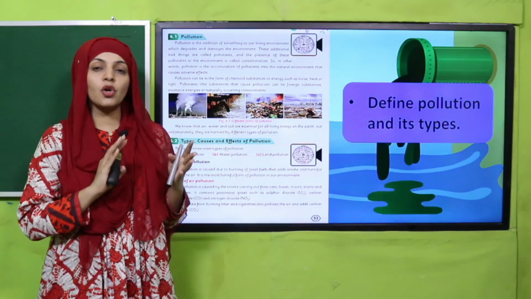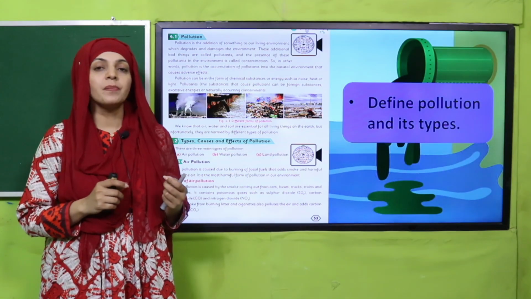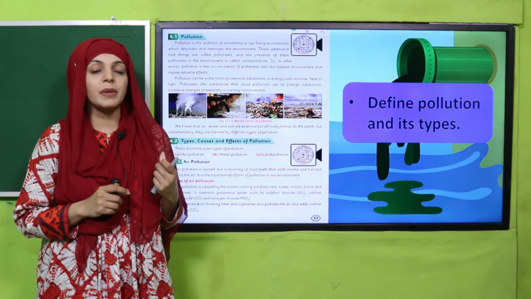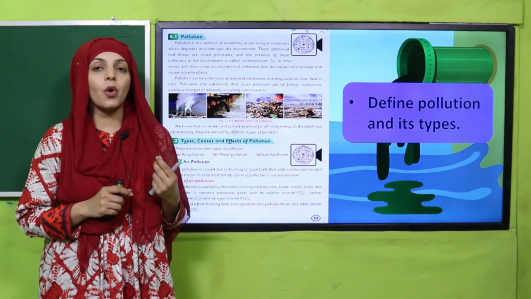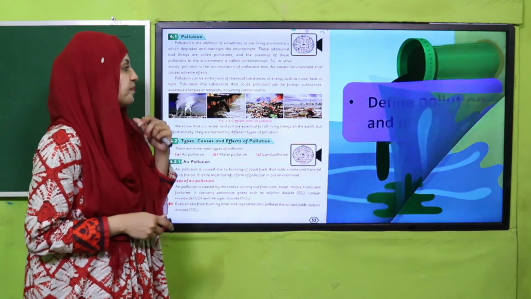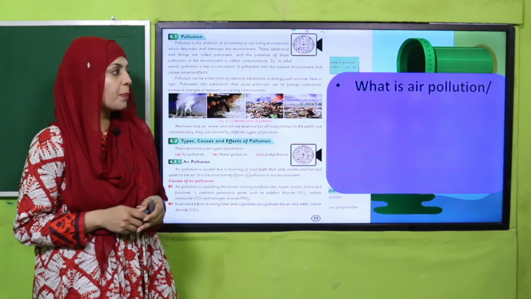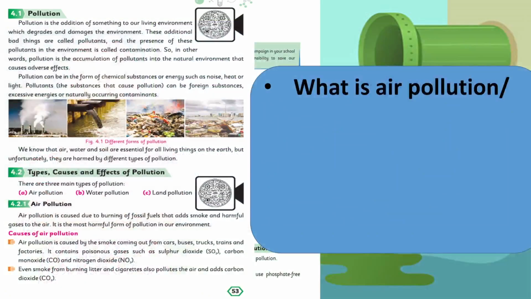The addition of any harmful substance into the environment is pollution, and it has a bad effect on the environment. And the 3 types of pollution are air, water and land pollution. Then in the next lecture, we discussed air pollution. So what is air pollution?